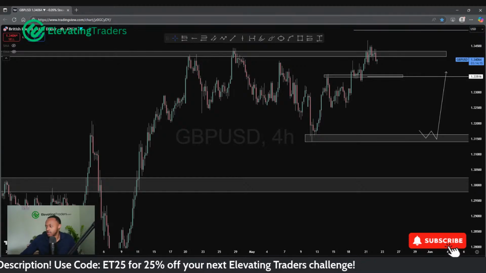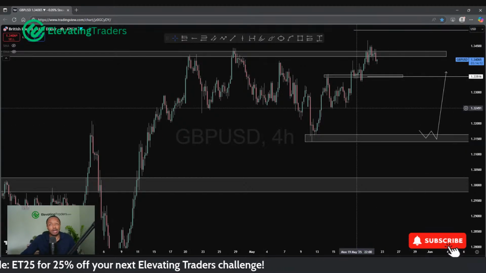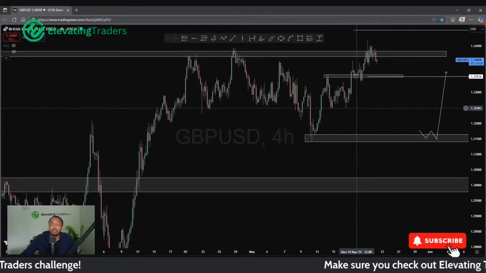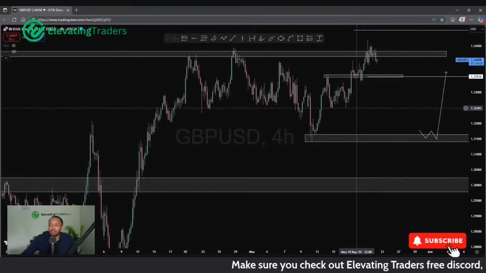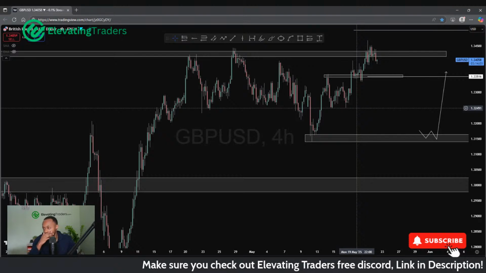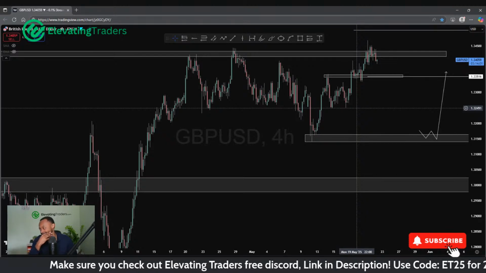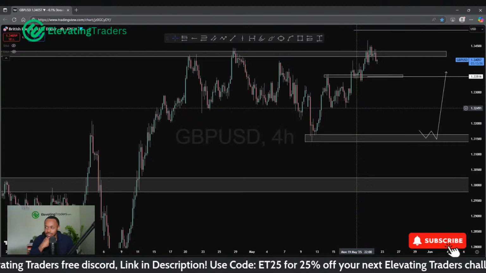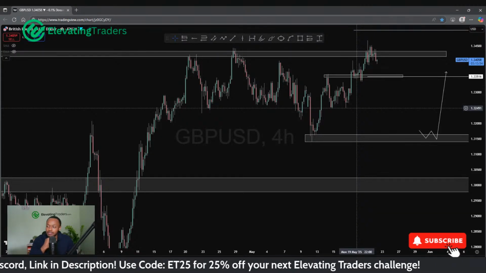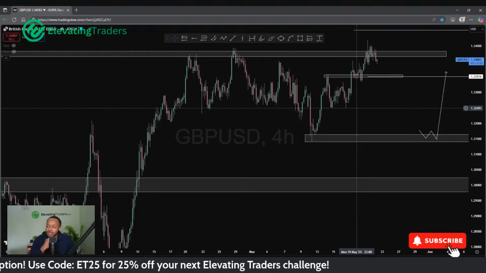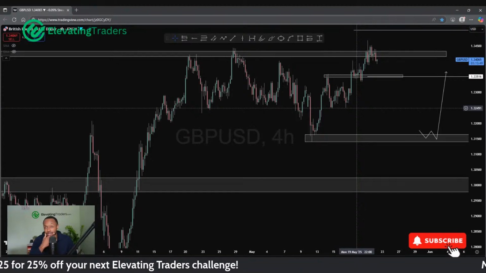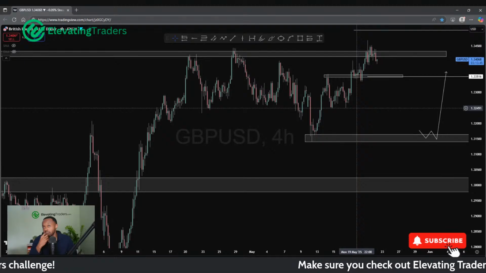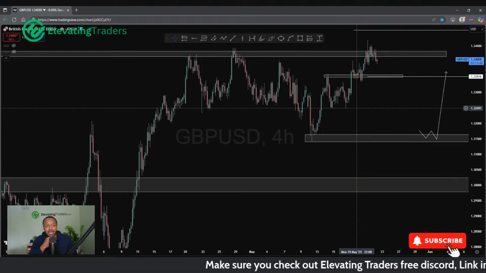Let's see, what's your sentiment on CAD in general? It's kind of mixed, to be fair. I don't really have a clear-cut bias on CAD, because some pairs I'm expecting CAD to be weaker, some pairs I'm expecting CAD to be stronger. So I'm kind of mixed on CAD, to be honest, looking at it now.